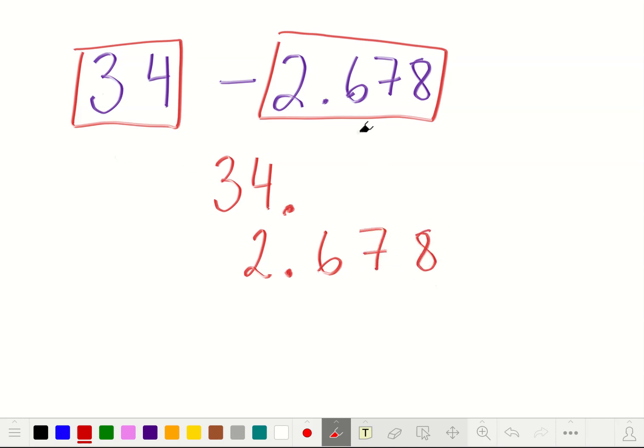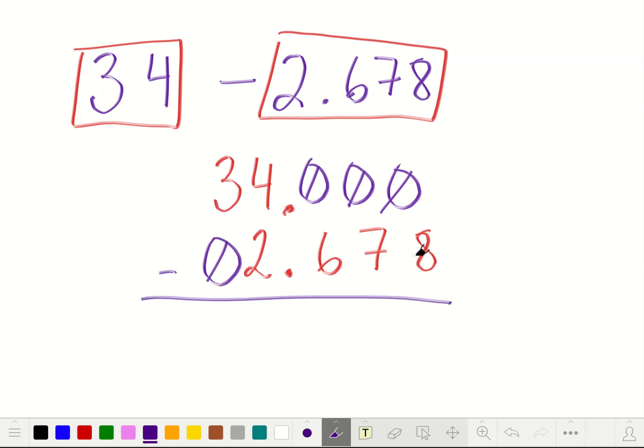Now you can see this problem looks really awkward. So what we're going to do is, just as before, we're going to fill in the gaps with zeros, zeros, zeros, and now we're going to subtract. So first, as always, make sure you bring down the decimal point.